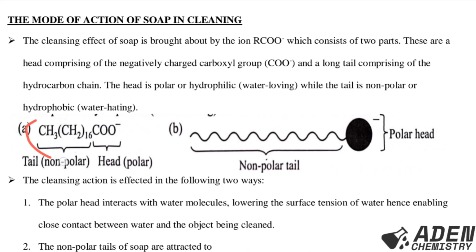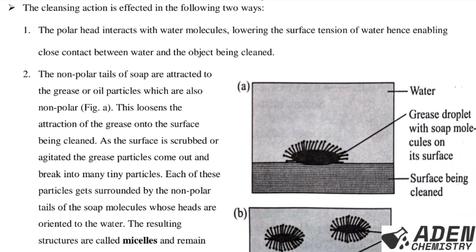So in part B, we're having a skeleton formula. This one was the condensed structural formula, and here we have written the hydrocarbon in skeleton formula. So this is the nonpolar tail. So this part here will be the polar head. And remember, the polar head comprises of COO minus. So we're saying the cleaning action is affected in the following two ways.